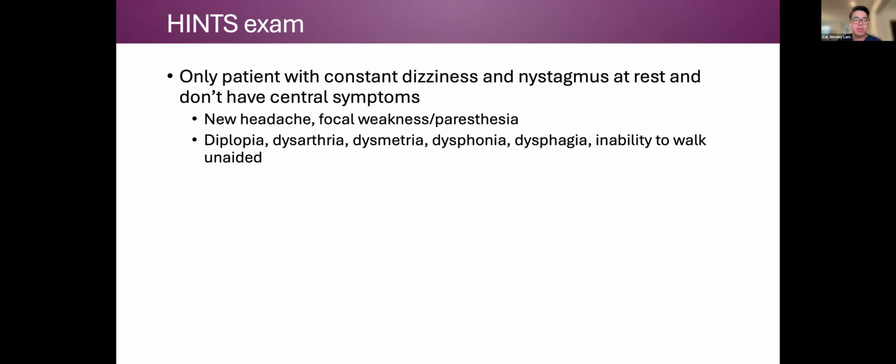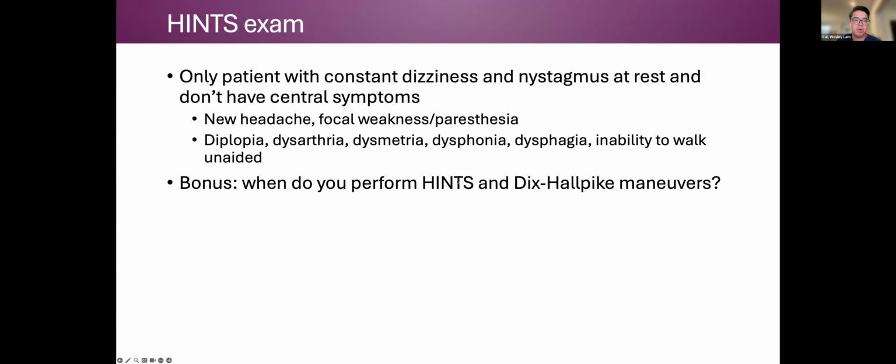And so you would only do the HINTS exam on a patient who is coming in with constant dizziness, not just a history of dizziness that has resolved, and a patient who doesn't have these central symptoms. The central symptoms, like you had mentioned, are new headache, focal weakness, diplopia, dysarthria, all the Ds: dysmetria, dysphonia, dysphagia, and an inability to walk unaided. So when would you perform HINTS and the Dix-Hallpike maneuver? Does anyone know?